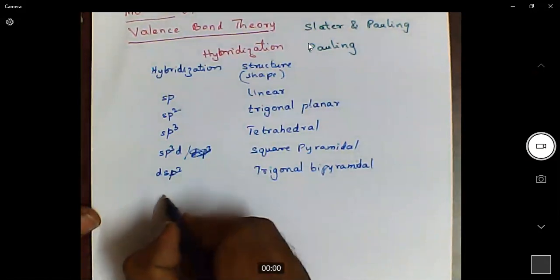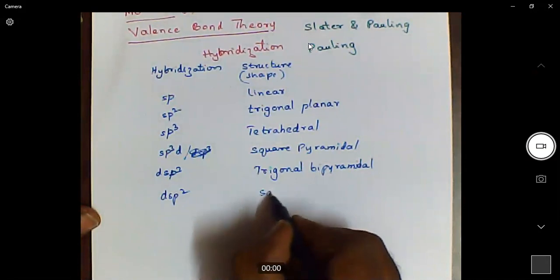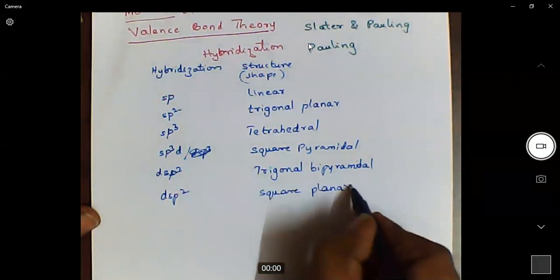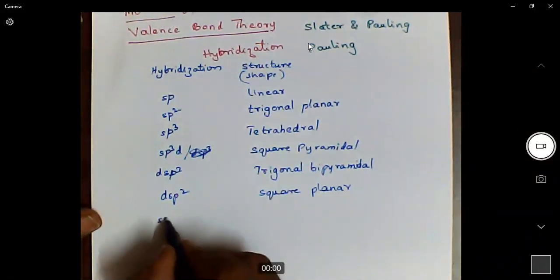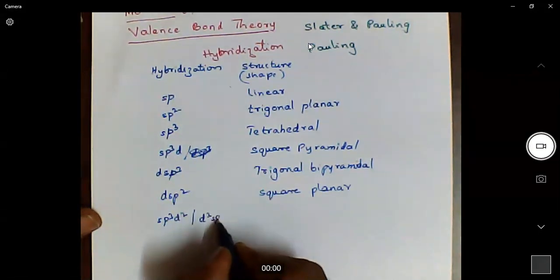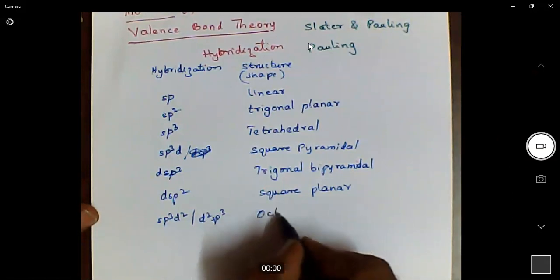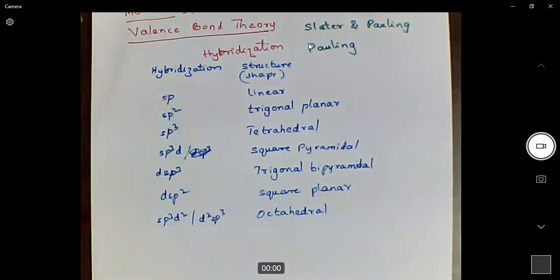We also have dsp2, it is square planar. We also have sp3d2 or d2sp3, both are octahedral shape. Both are having octahedral shape.